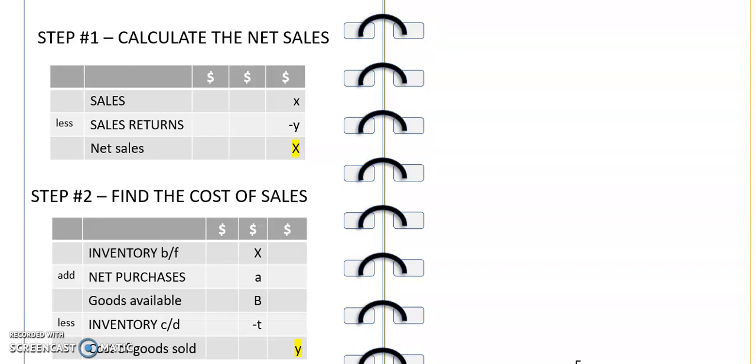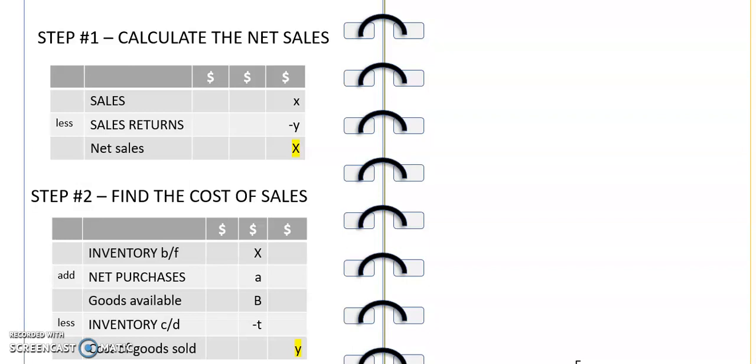And that, you could break down into 2 parts. You could first find the goods that were available for sale, and then you could find out the cost of the goods that were sold. So the goods that were available for sale is simply the inventory that you had at hand, in other words, the goods that you had when you started out the period, plus the goods that you purchased.